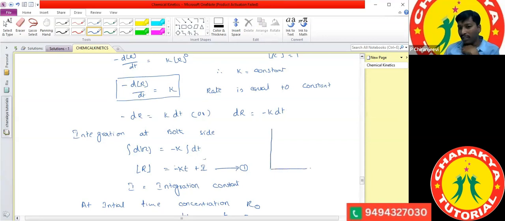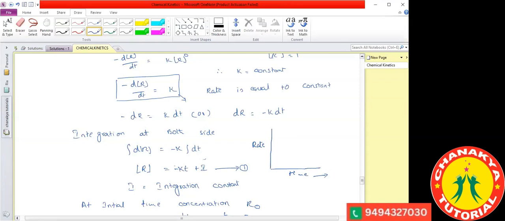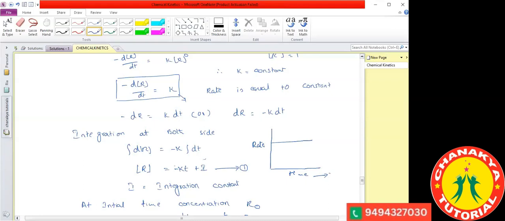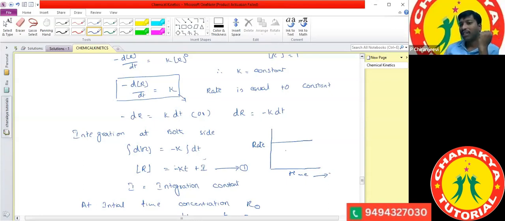What graph can we draw here? In this one, we take rate on the y-axis and time on the x-axis. If the time increases, is there any change in the rate of reaction, as per this formula? No, sir. If there is no change, we'll get a straight line. As time increases, there is no change in the rate of reaction, because the rate of reaction is equal to a constant. If it becomes constant, you will get a straight line only. Got it? Still anyone having doubt?